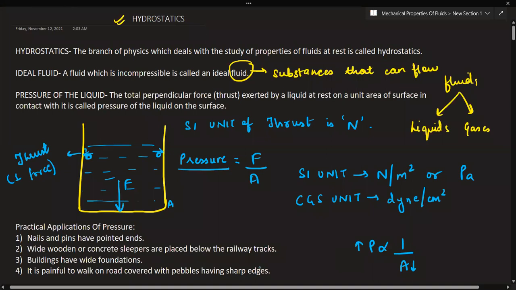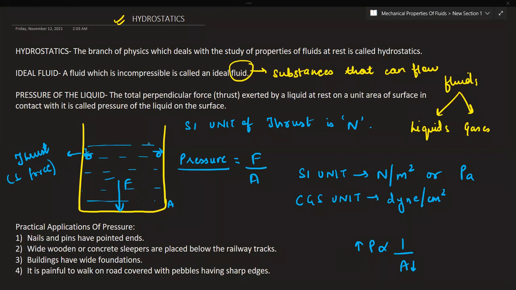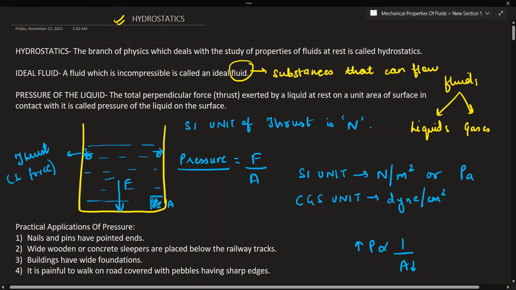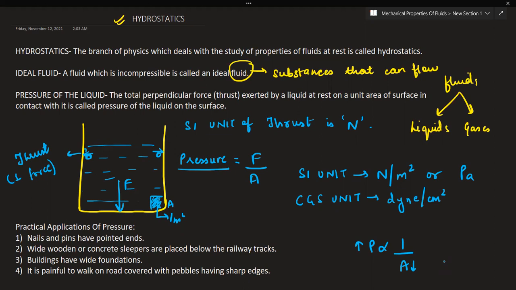Buildings have wide foundations. Now, how is pressure inversely proportional to area? Because pressure is basically the force acting on 1 meter square. Whatever force is acting on this 1 meter square area, that is known as pressure. So by looking at the formula, if the force is constant, how will the pressure vary with area? Inversely. So if area decreases, the pressure would increase, and if area increases, the pressure would automatically decrease. Fine?